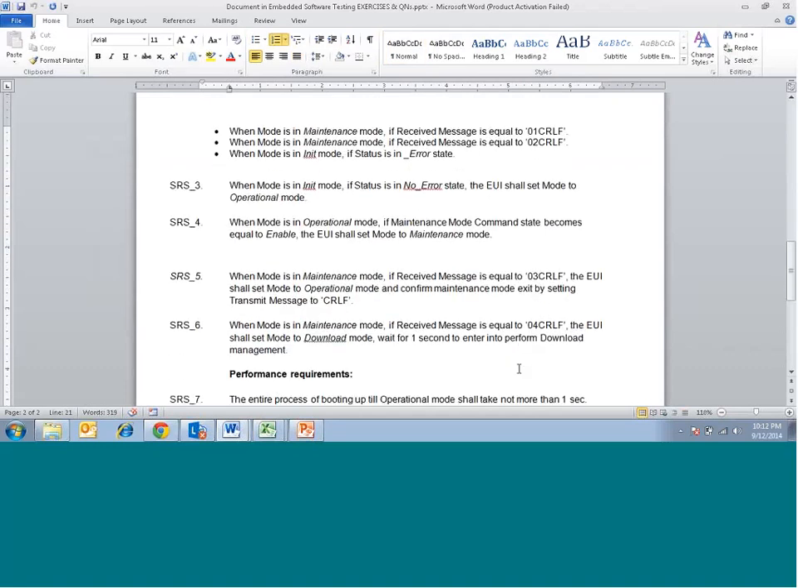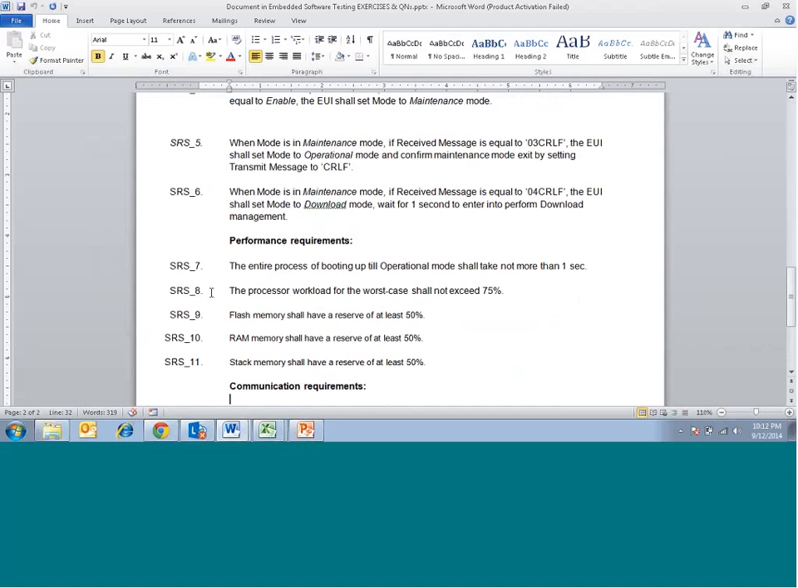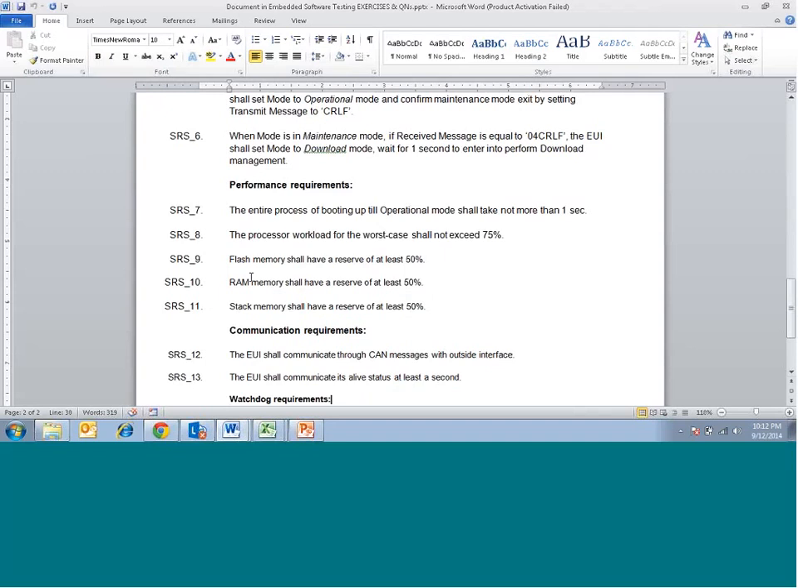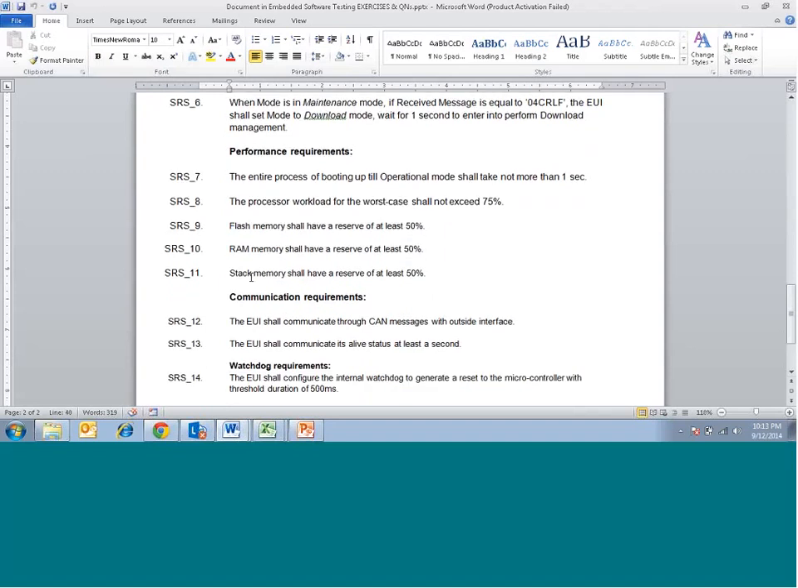Similarly, we have performance requirements in SRS7 to 11. Here we have the booting time requirements and the workload, the performance of the processor or CPU, how much it should be. Along with the timing and the workload, we have memory related performance requirements such as flash memory, RAM memory, stack memory. So how are we going to verify those? Let's go with a few example test cases, so that there is a framework on which the entire testing can be taken further in terms of test scenarios as well as execution.